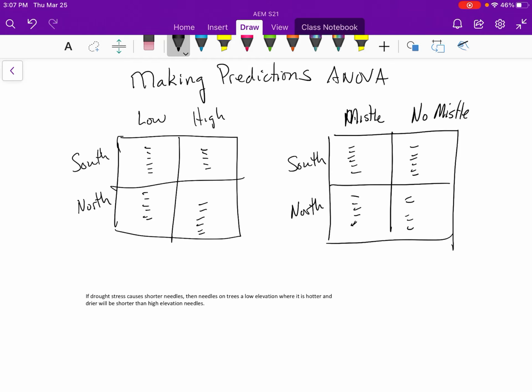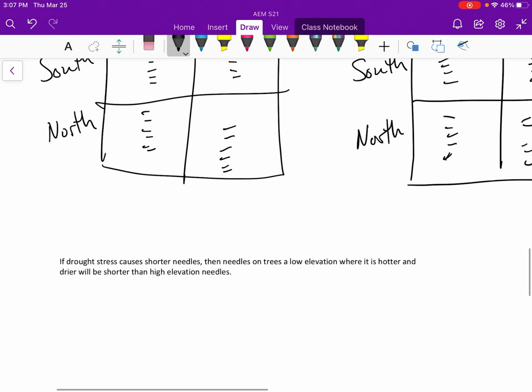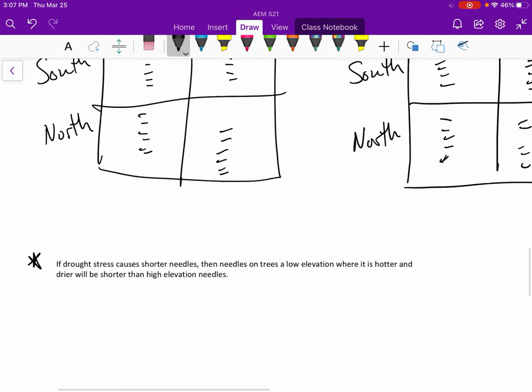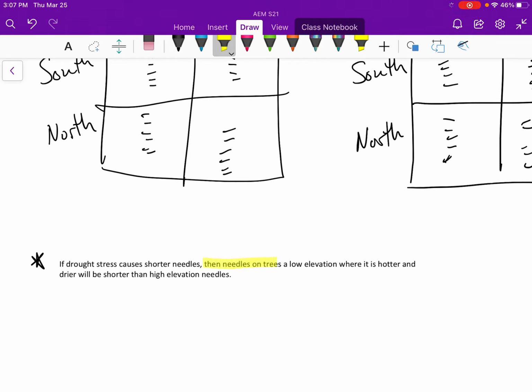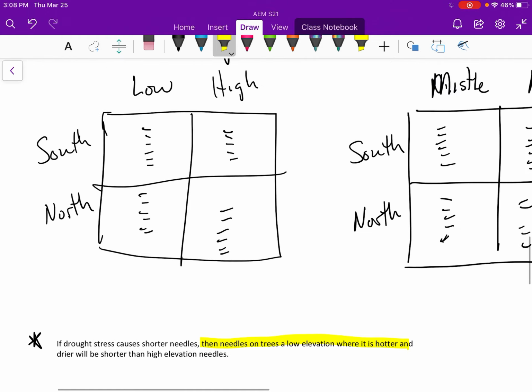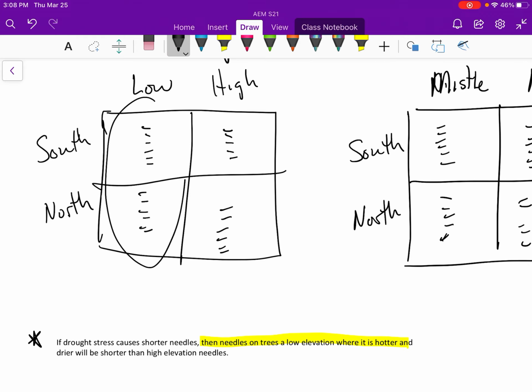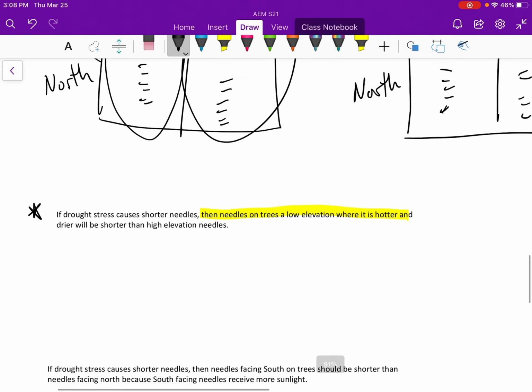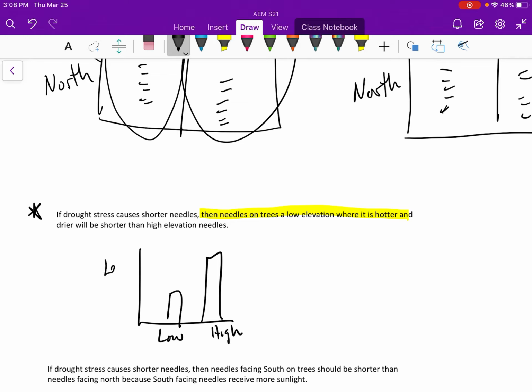So let's take a look at the first thing down here, which is a main effect. If drought stress causes shorter needles, then needles on trees at low elevation, where it is hotter and drier, will be shorter than high elevation needles. Okay, so we're just looking at low and high. So this is really a main effect of between this group and this group. Remember, pooling all those together. What would that graph look like? If our hypothesis is true, then we will have low elevation and high elevation looking like this, and this is length, right? So easy to draw, right? You could put dots on here if you want and draw a line like that.